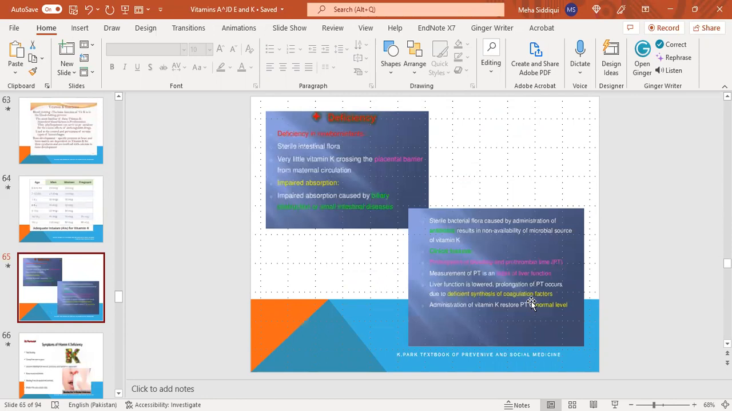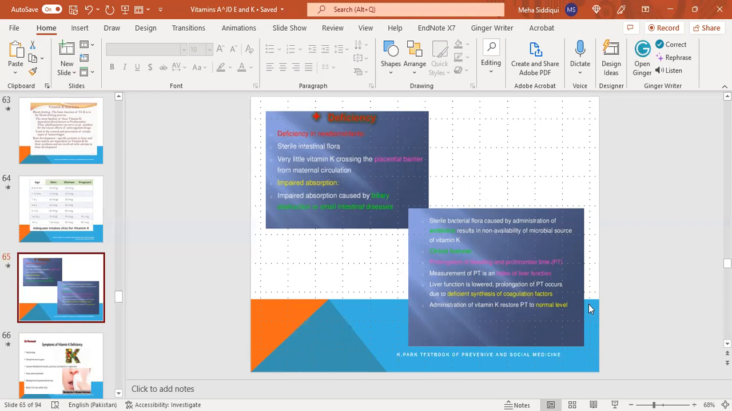Deficiency in newborns or infants is very common because they have sterile intestinal flora and very little vitamin K crossing the placental barrier from maternal circulation. There is also impaired absorption caused by biliary obstruction or small intestinal disease. Sterile bacterial flora caused by administration of antibiotics results in non-availability of microbial source of vitamin K. The clinical features of vitamin K deficiency are prolonged bleeding and prolonged prothrombin time.